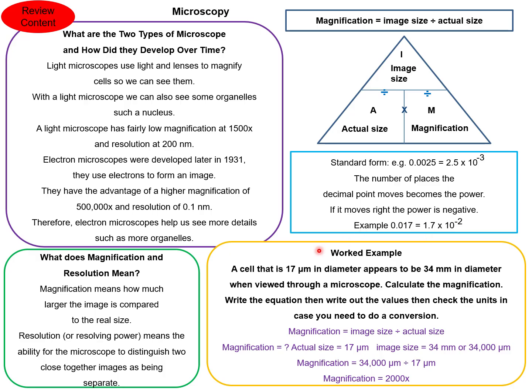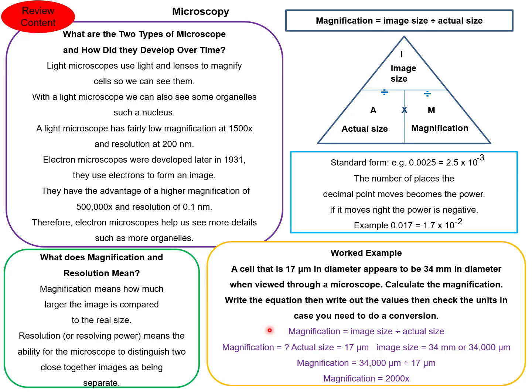A worked example, so this is the sort of question that will come up. A cell that is 17 micrometers in diameter appears to be 34 millimeters in diameter when viewed through a microscope. Calculate the magnification. Write the equation, then write out the values, then check the units in case you need to do a conversion. So I would always suggest writing out these steps, because sometimes if the final answer is not correct, then there are marks that can be gained for the steps.